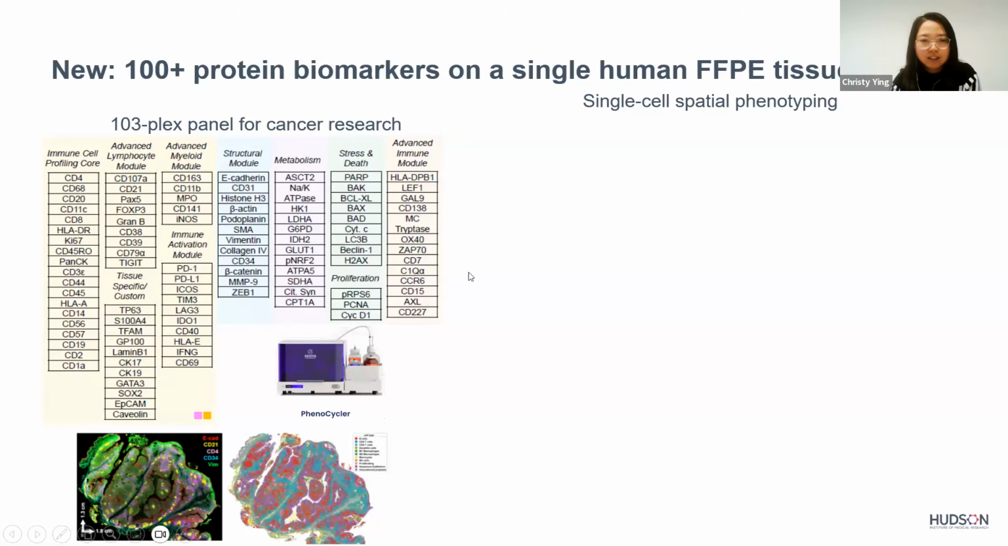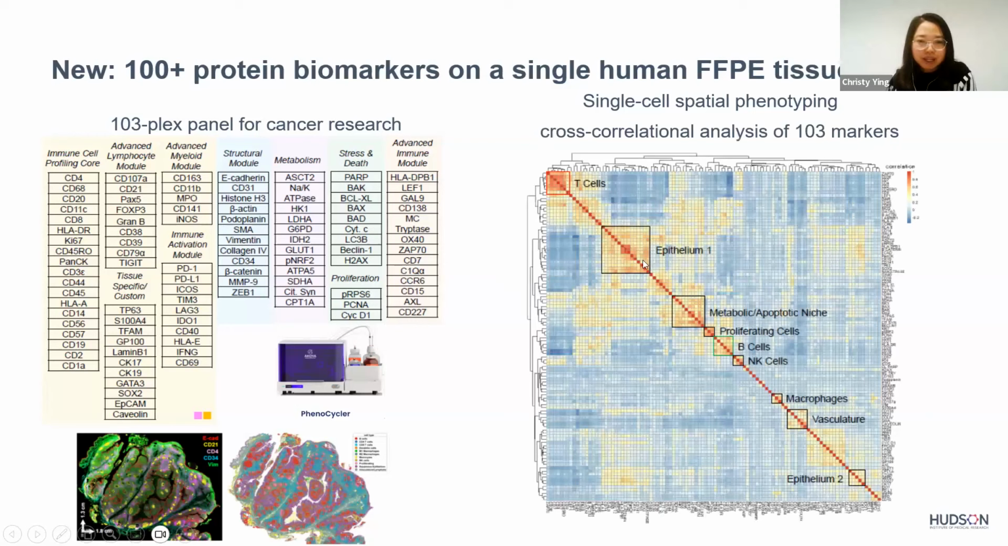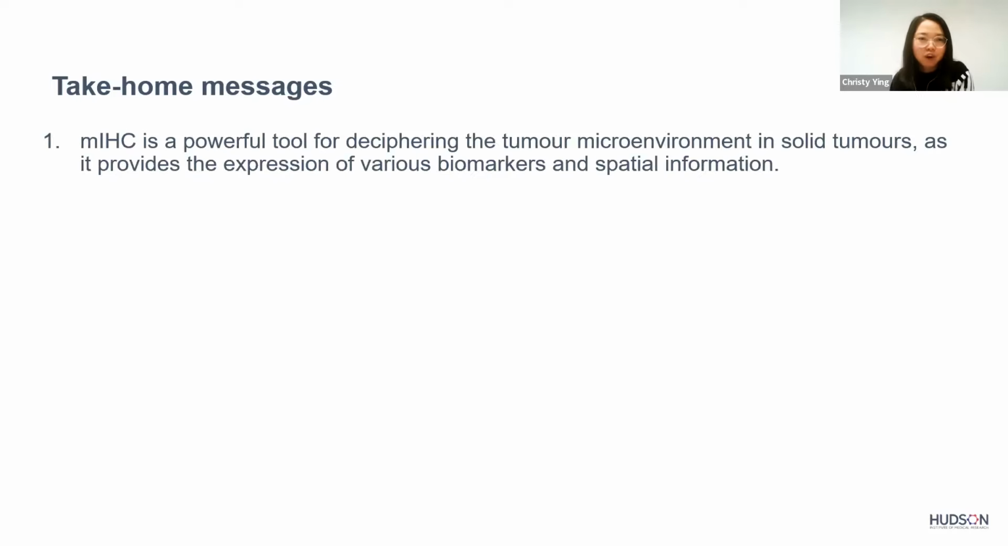So this gives us even more information, and with this massive and abundant information, we could further do cross-correlation analysis, more spatial analysis, co-localization, and more mechanistic studies. So I just want to quickly summarize and give you some take-home messages.